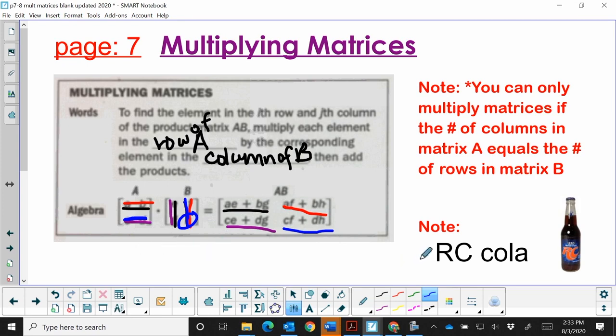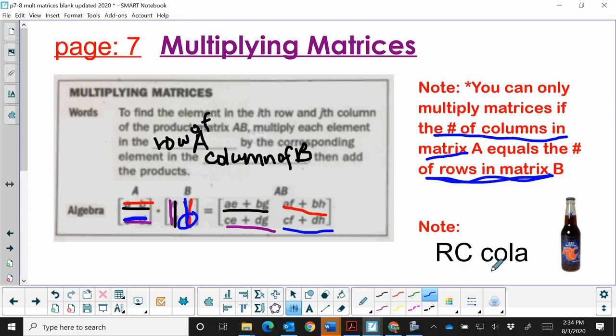So just remember, couple things. You can only multiply matrices if the number of columns in A is equal to the rows in B. So sometimes you can't even multiply them together. So the column of A has to match with the row of B. And we'll look at that on the next slide.